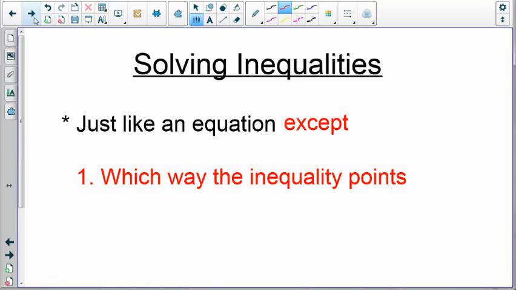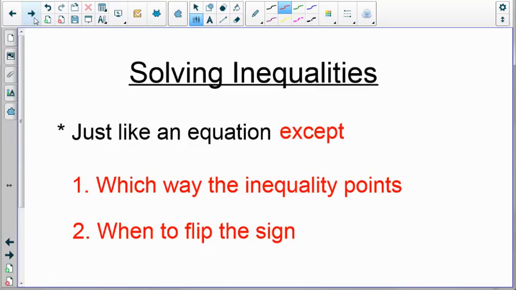A equals B, B equals A. It doesn't matter when you flip it around. But if A is greater than B, then B is less than A. So it does matter which way the inequality points. We'll look at examples on that. The second exception is sometimes you have to flip the sign. Not all the time, but sometimes you do have to flip the sign. So those are the two exceptions, and we'll look more closely at those now.